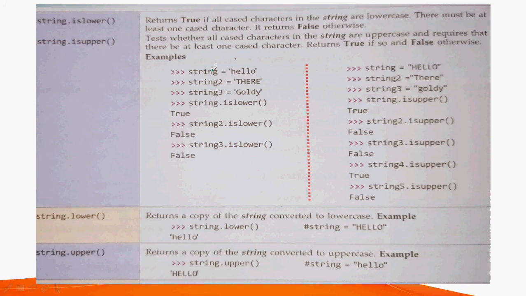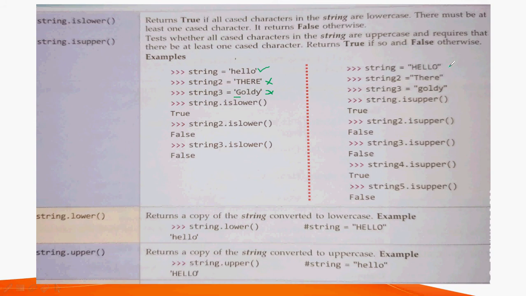So again we have 3 strings here. First one is all lower, second one is all upper, third one is mix. Uppercase and lowercases are used. Now string, the first one is lower, all lowercase letters. So this is true. And islower, string 2 dot islower. This is false. There is no lowercase letters here. And the third one will also be false because not all the letters are lowercase.